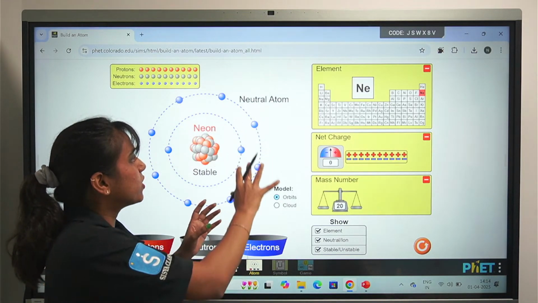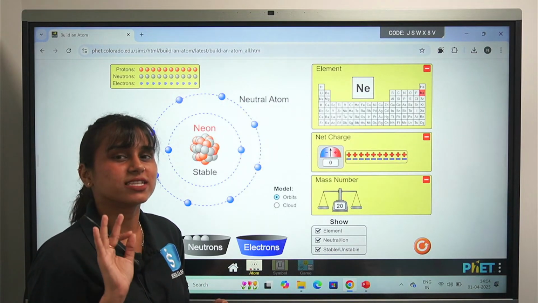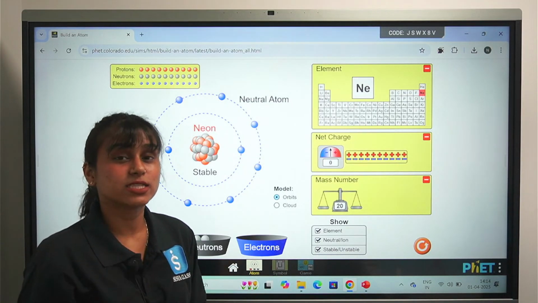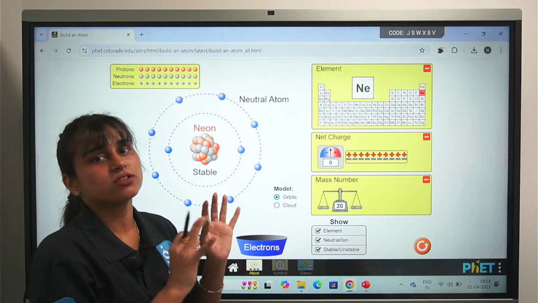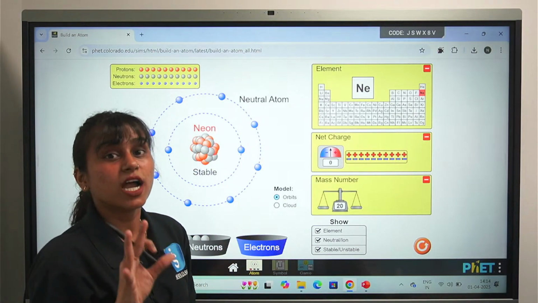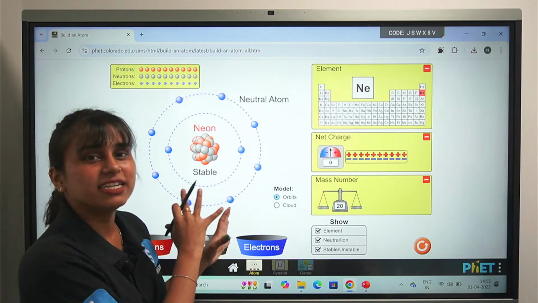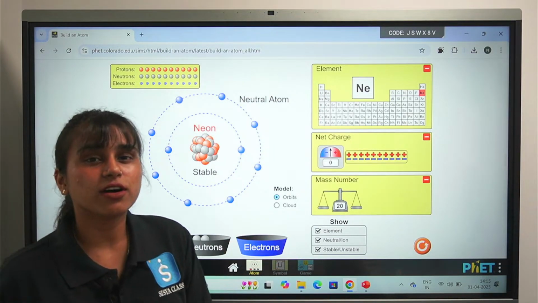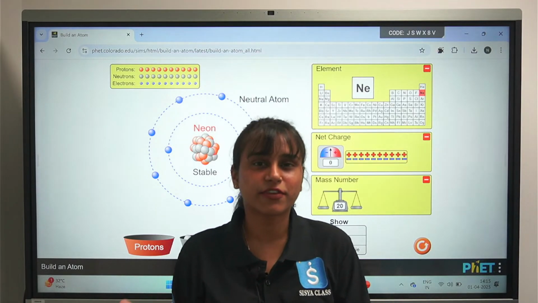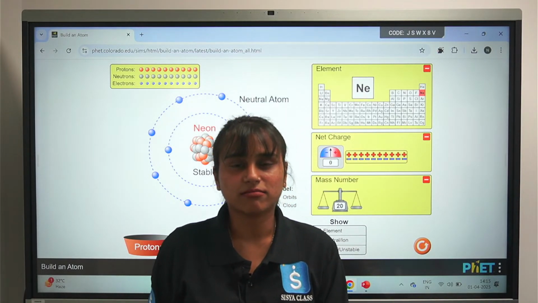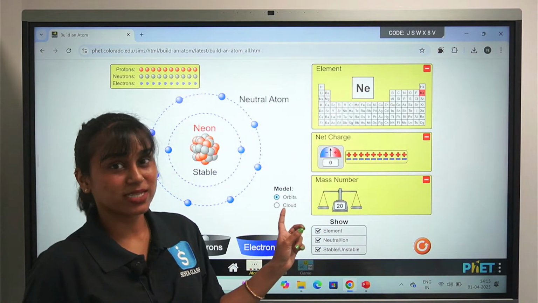I hope you are able to understand that the atomic number of neon is 10, the number of protons is 10, it is a neutral atom, so the number of electrons is also 10, and the number of neutrons is also 10. So the mass number becomes 20. I hope you learned something new today with these interesting simulations, and if you have already learned this, it was a refreshing recap.